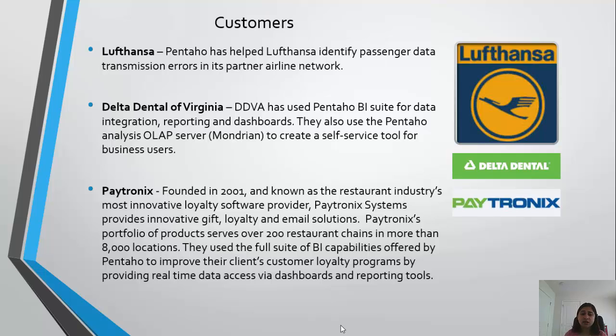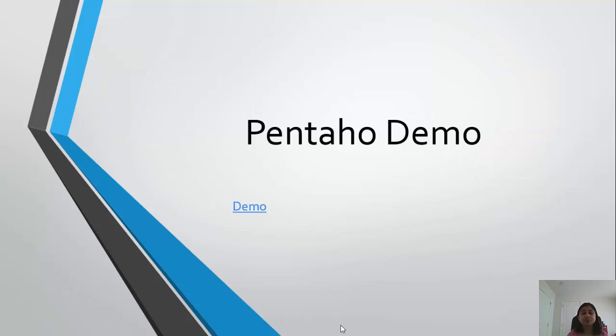Patronics is a leader in providing innovative gift, loyalty, and email programs, and has more than 200 restaurant chains and more than 8,000 locations in this country. They also use the full suite of BI capabilities, and they use this to basically improve their client customer loyalty programs by providing real-time data access to their data.